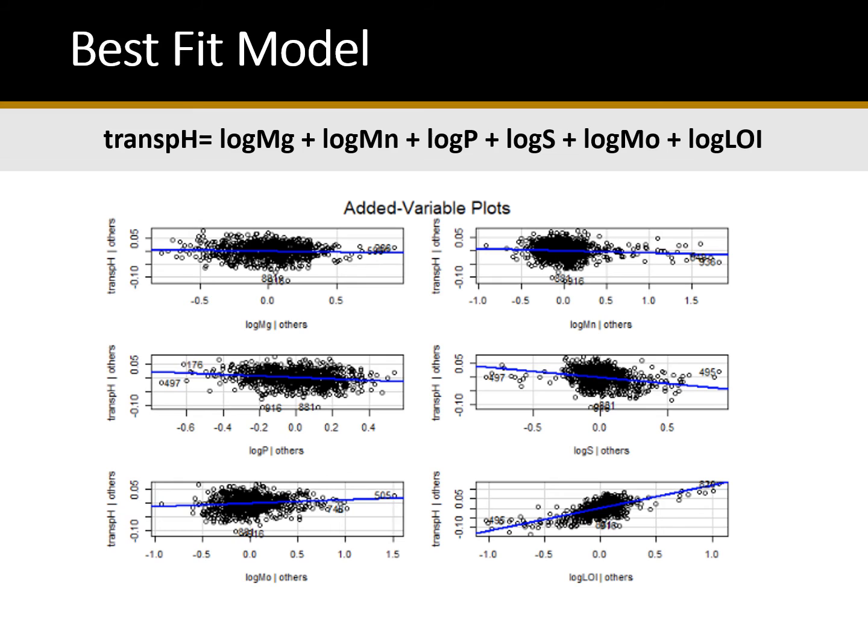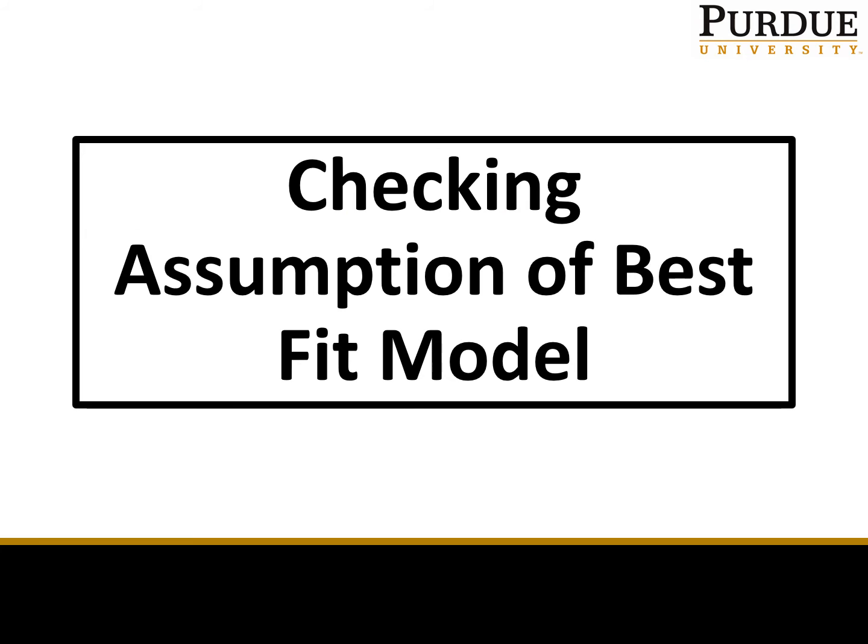From the added variable plots, it is apparent that all variables are contributing some degree of additional information to the regression. The variables providing the most information to the regression appear to be the loss on ignition and sulfur, whereas the least important is magnesium. Next, the assumptions were reevaluated to determine if further remedial methods were necessary.